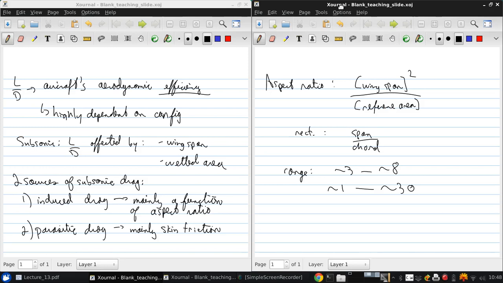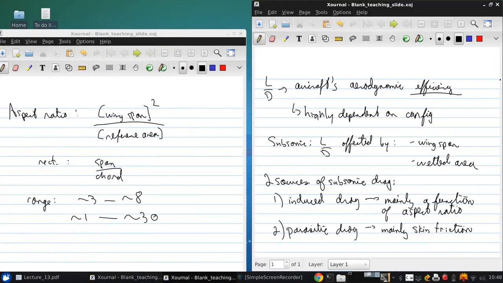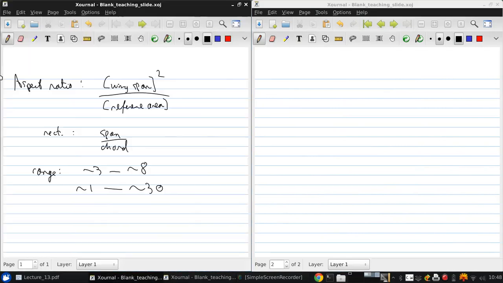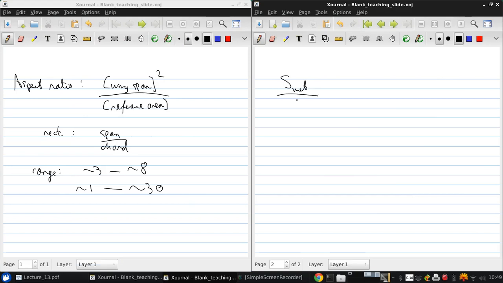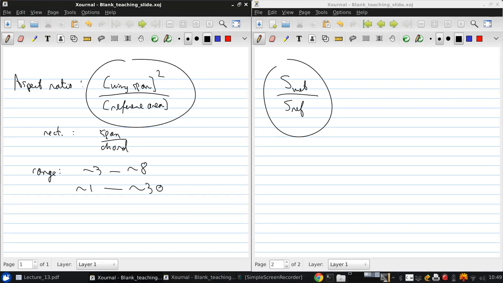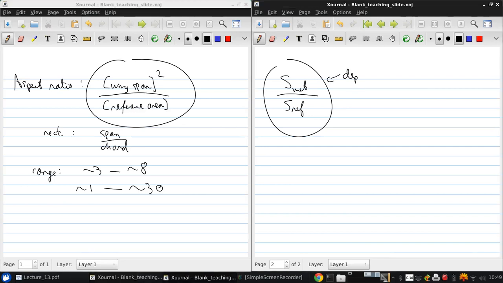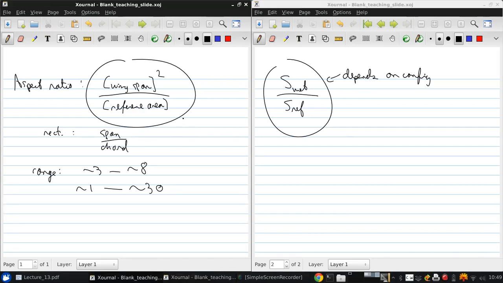The other part of the picture is the wetted area. And here we can write this non-dimensionally as S wet over the reference area S ref. And so we use this non-dimensional wetted area, as well as the aspect ratio, to estimate L over D. So this depends mostly on configuration of the aircraft, and this is just the aspect ratio.